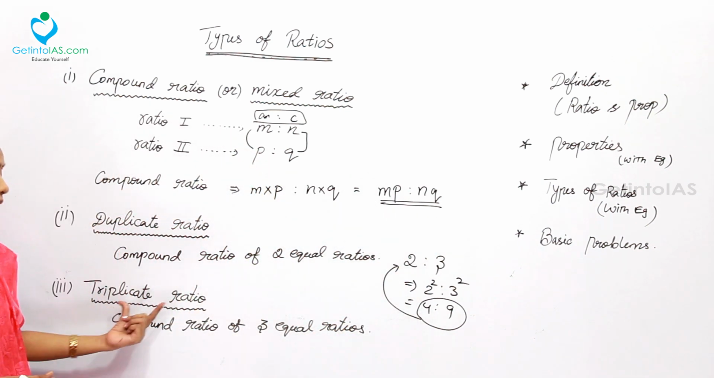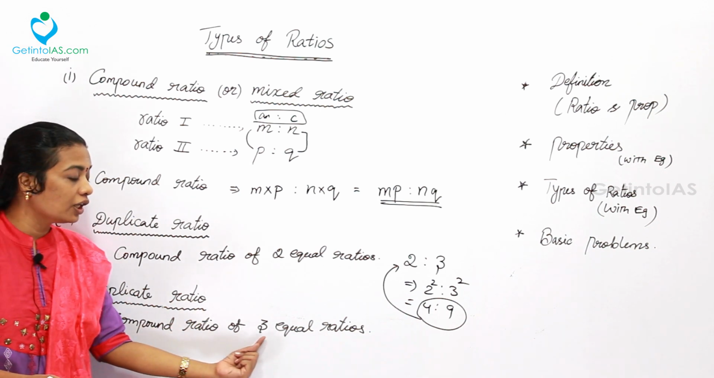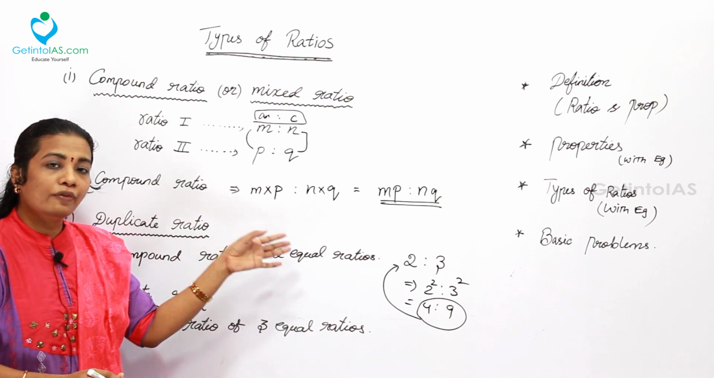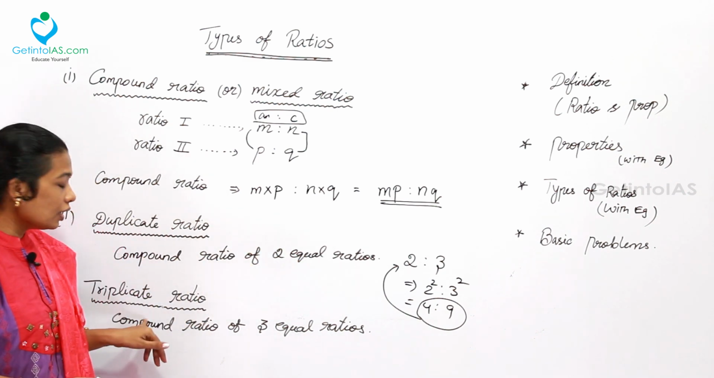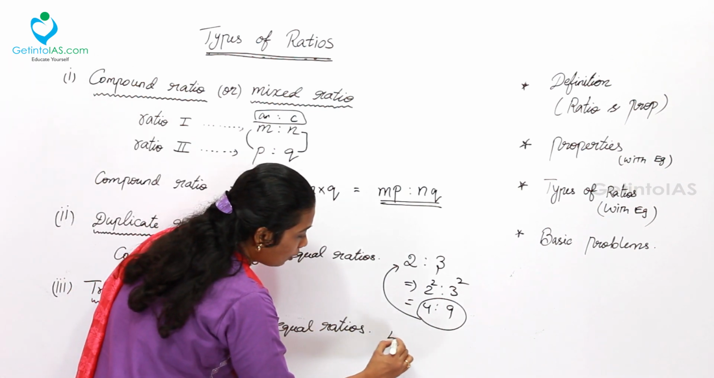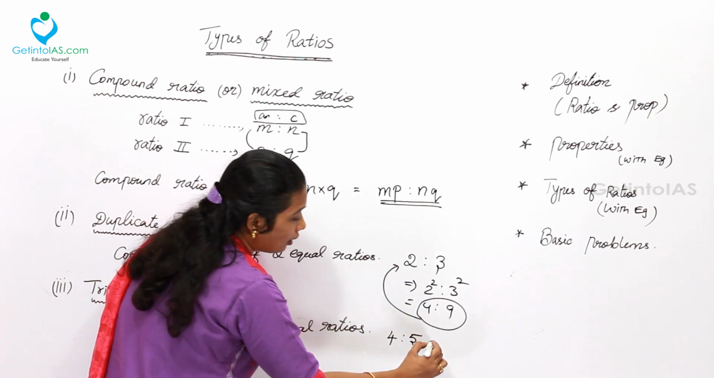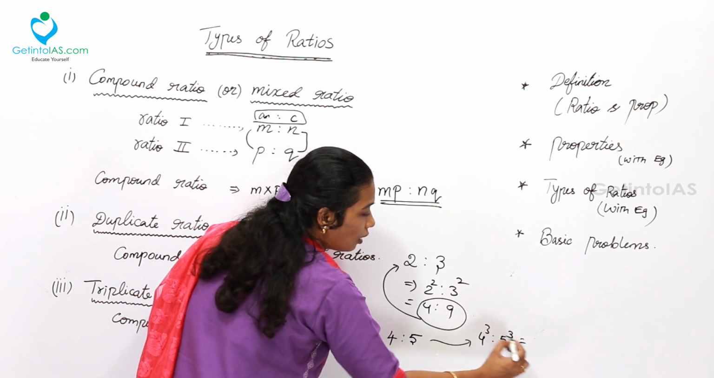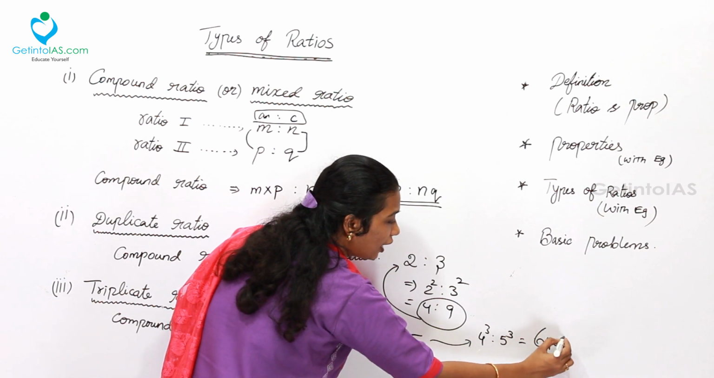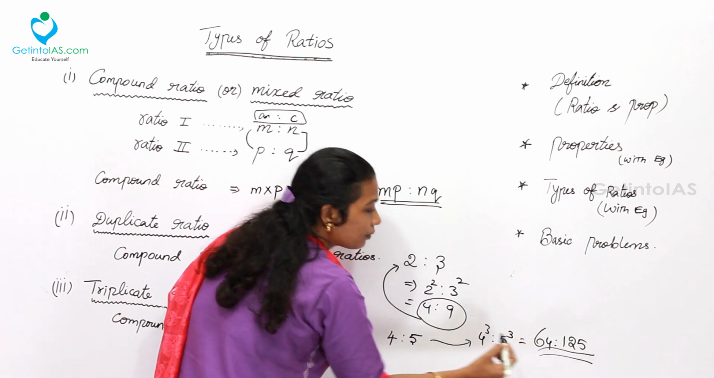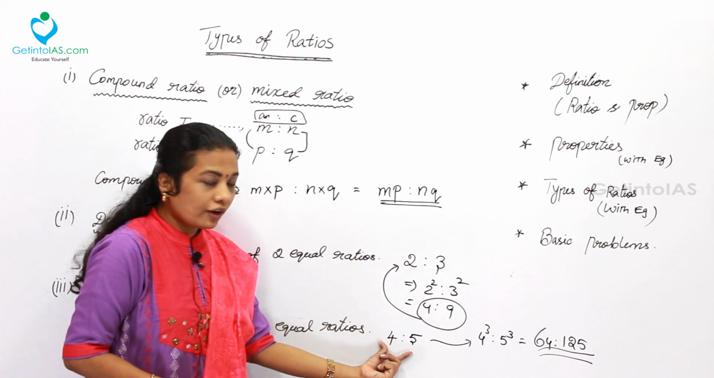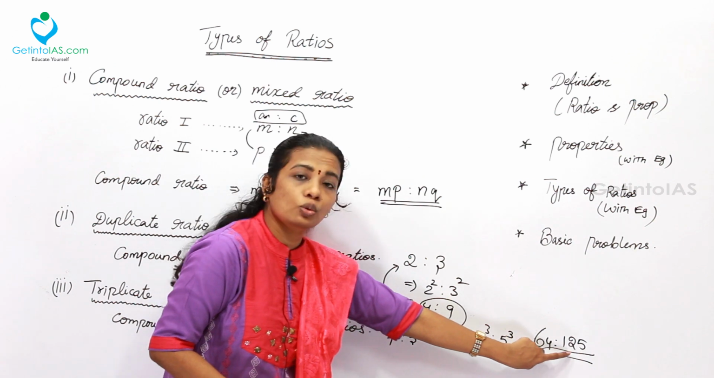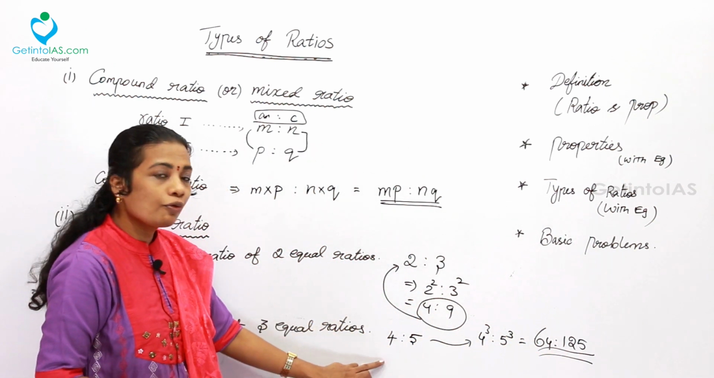The next one, triplicate ratio. Compound ratio of three equal ratios, that is cube value of the antecedent, also the cube value of the consequent, which is known as the triplicate ratio. Say for example, 4:5 is given. My answer is 4 cube is to 5 cube. That is 4 cube is 64 and 5 cube is 125. So finally, 4:5 and 64:125. What is the relationship? 64:125 is the triplicate ratio of 4:5.